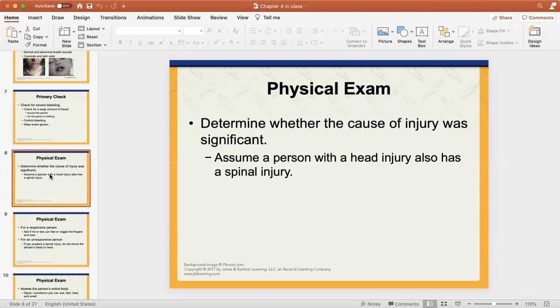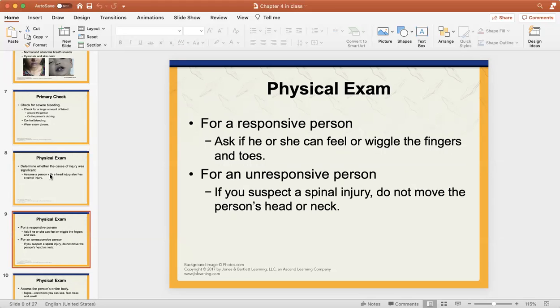Because a spinal injury or head injury is very serious, and the more movement that they have, the more they could injure themselves. For a responsive person, like we just talked about, you can ask them to wiggle fingers and toes and everything that I just talked about. For an unresponsive person, if you suspect a spinal injury, you're not going to move the person's head or neck. You'll want to make sure you keep those straight. This is a situation where you would not be moving this person until EMS does arrive.